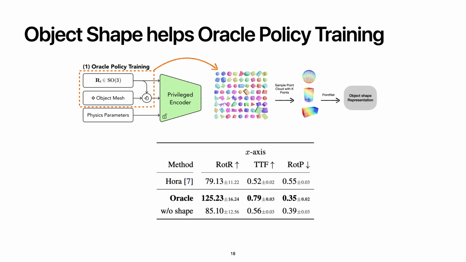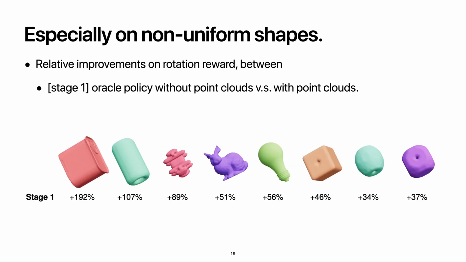We also conduct comprehensive experiments. The first question we want to ask is, does the object shape in our oracle policy help training? We compare oracle policy trained with and without the point cloud shape representation. And we find oracle policy with shape input significantly outperforms its plain counterpart. To get more insights, we compare the relative reward improvements on different objects. We find it particularly helpful on challenging objects.